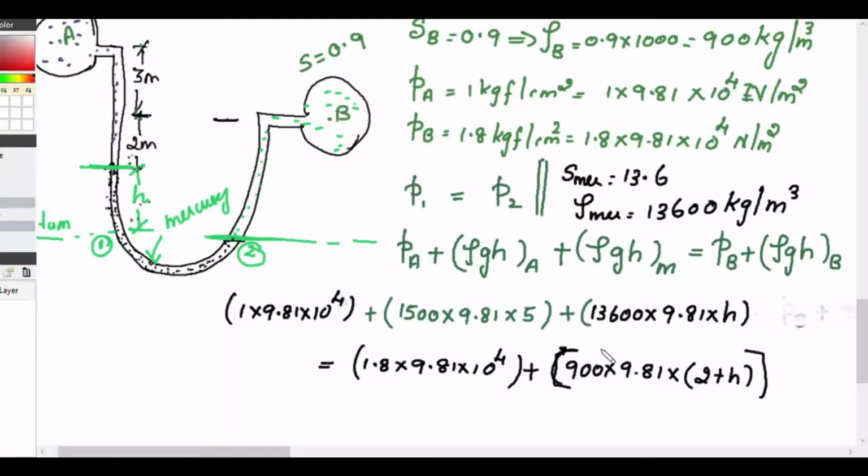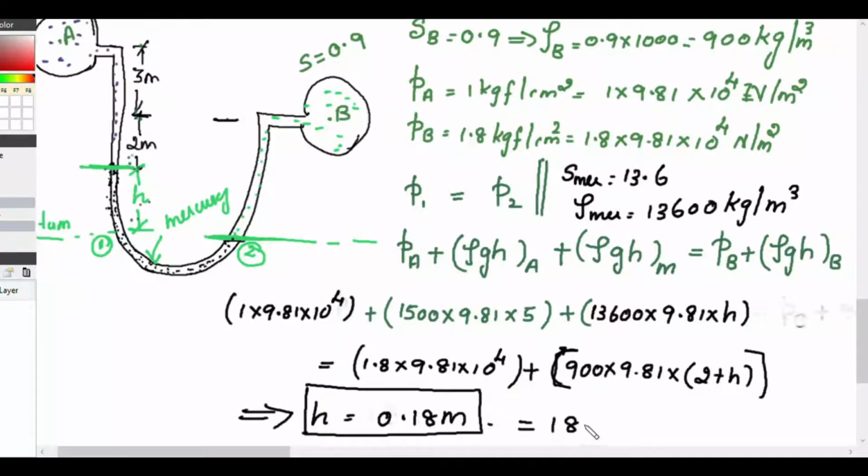Now the only unknown is h here, so we can resolve this. We get h is equal to 0.18 meter, that is equal to 18 centimeter. So this h will be equal to 0.18 meter.